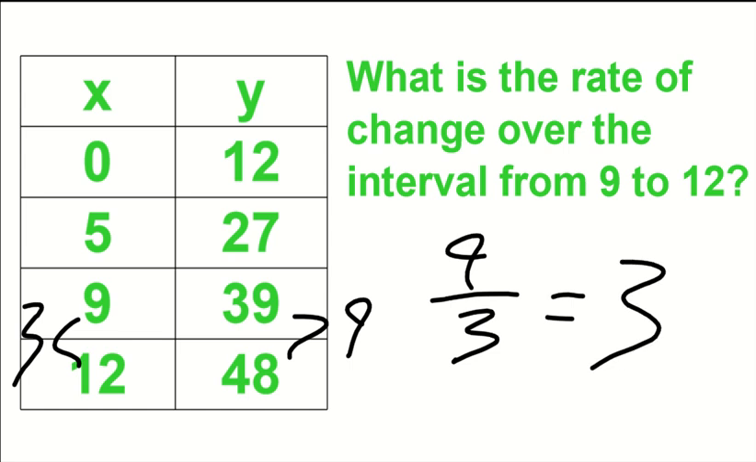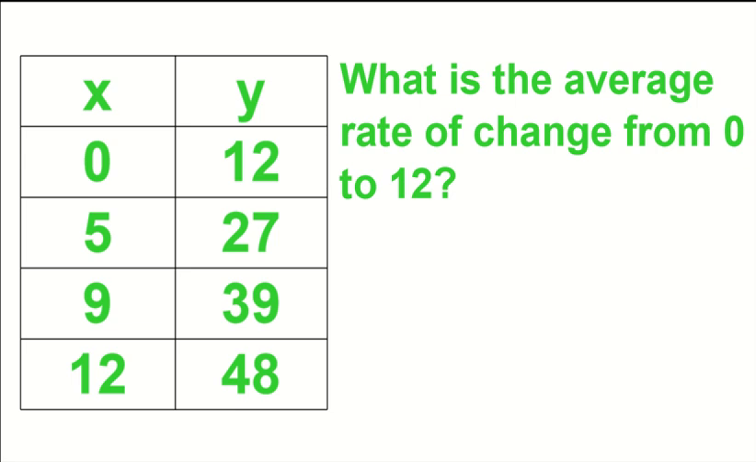Okay? So the average rate of change, sometimes then we'll ask for a different interval. Sometimes you can even have the same table and it'll be different each time. But all it's doing is it's asking for the slope between 2 points. All right, so what's the average rate of change from 0 to 12? Yeah, still 3.